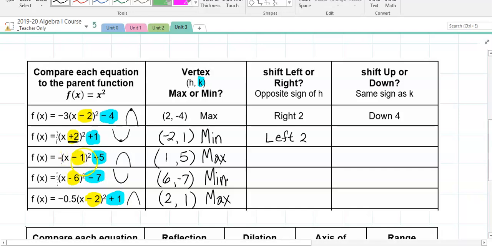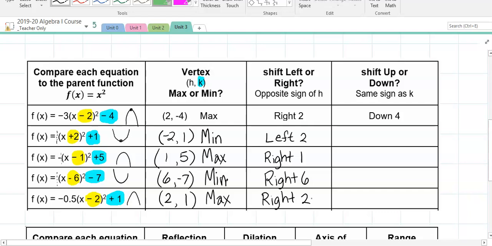Notice the next one. The opposite would tell me go right 1. It matches the vertex, positive 1, right 1. But that's probably the easiest part about this process, about this step. That's the most tricky part, is the h value. Finally, we have right 6 and a shift right 2.